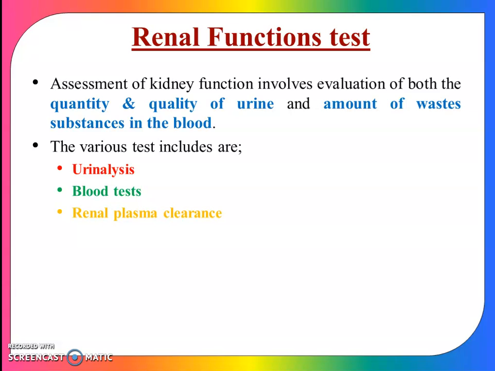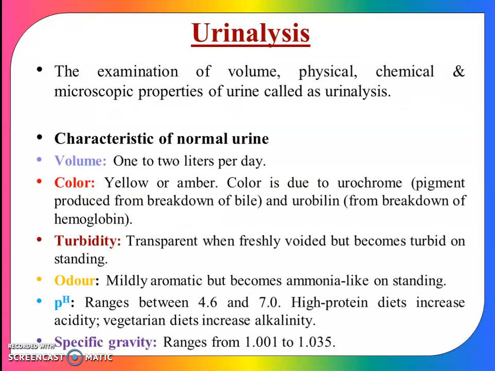So renal function tests are nothing but assessment of kidney functions that involves both evaluation of quantity and quality of urine and amount of waste substances present in the blood. So there are different kinds of renal function tests, like urine analysis, blood test and renal plasma clearance. So let's see the first test, that is the urine analysis.